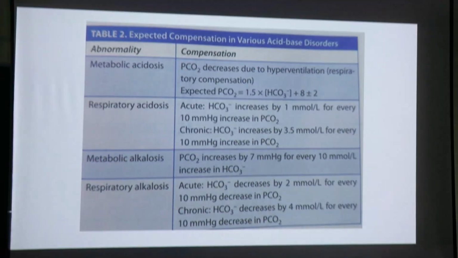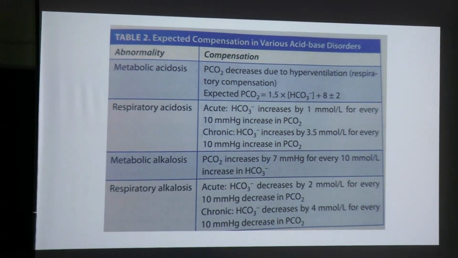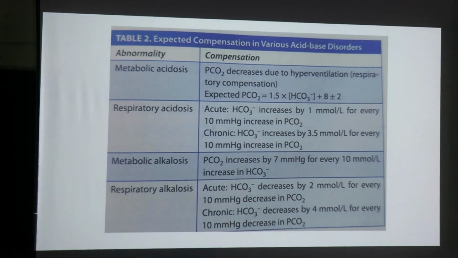Simple. And in respiratory alkalosis, for every 10 millimeters of mercury decrease in PCO2, how much does bicarbonate decrease? By 2 millimole per liter for acute cases and by 4 millimole per liter in chronic cases. Okay. This chart will be important when we calculate whether the expected compensation has happened or not. In respiratory alkalosis, with metabolic acidosis compensation, it is fully compensated, partially compensated or uncompensated.